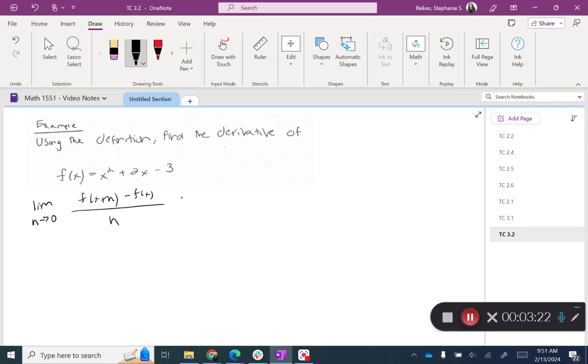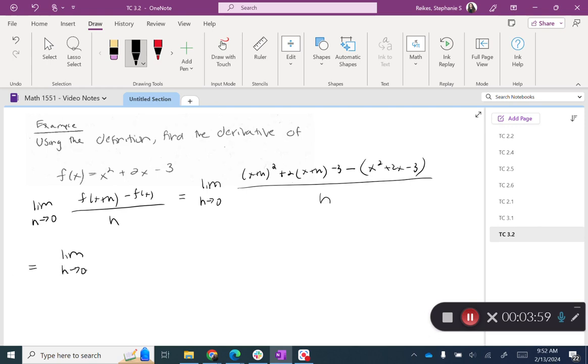All right, we were given our function, so plugging this all in, we have this equal to the limit as h approaches 0 of x plus h squared plus 2 times x plus h minus 3. Subtract our original function f of x, so don't forget those parentheses, x squared plus 2x minus 3, close parentheses, all divided by h. From here, we just have a lot of algebra to simplify.